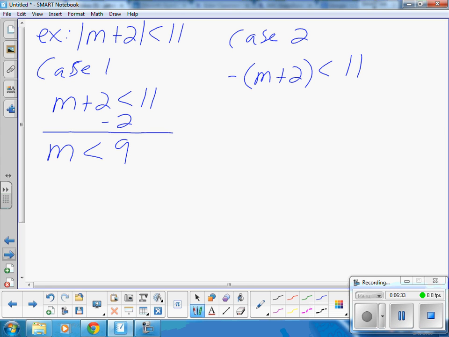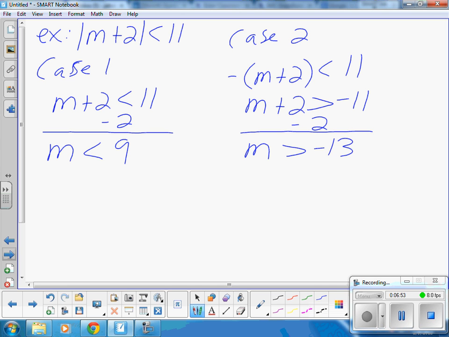And over here, I multiply both sides by a negative, so it's m plus 2 is greater than a negative 11. Remember, we multiply both sides by a negative, the inequality reverses. I subtract 2, and I have m is greater than a negative 13. The solution is the graph, or the union, of the two parts.